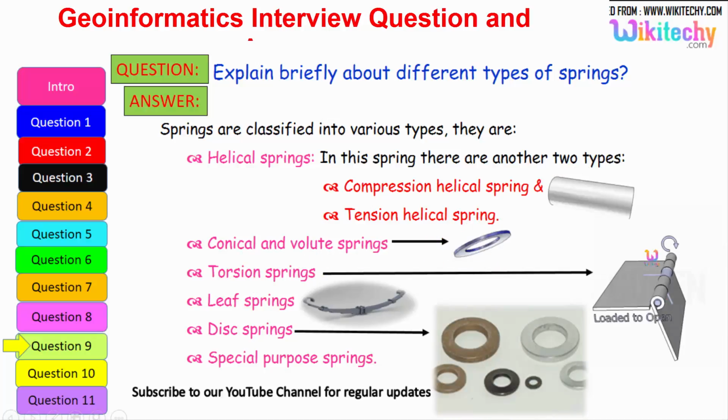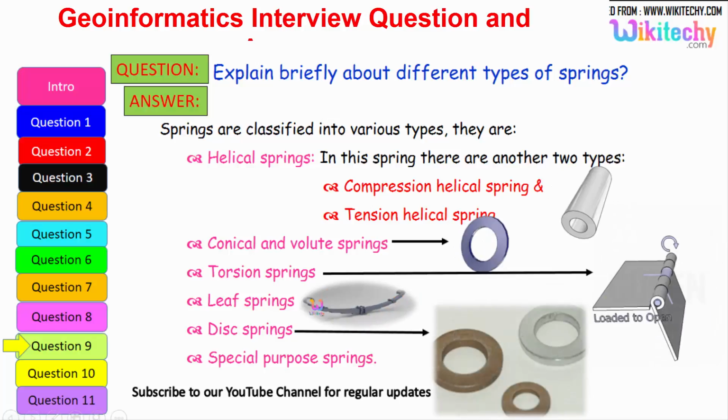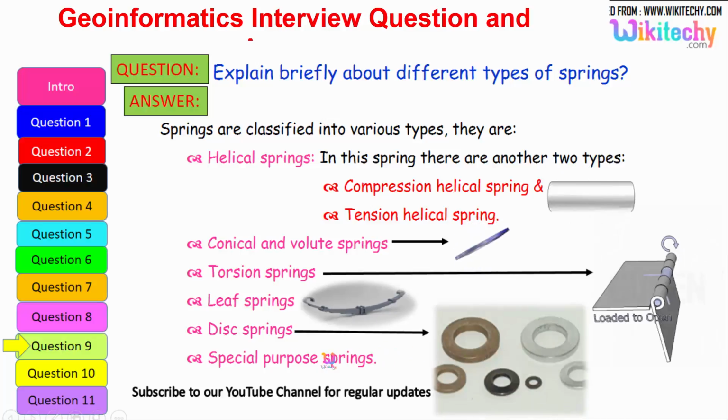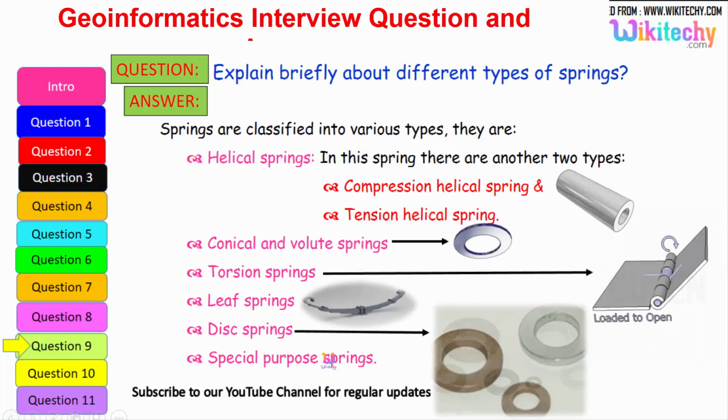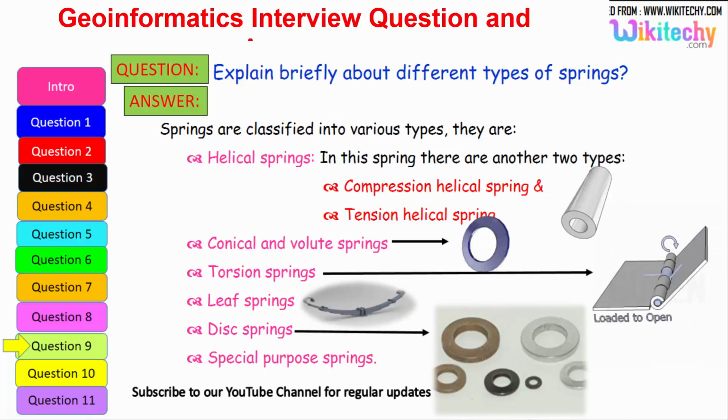The other one is torsion springs. Here are the leaf springs. Here are the disc springs. And there are some additional springs called special purpose springs. These are the different types of springs available.